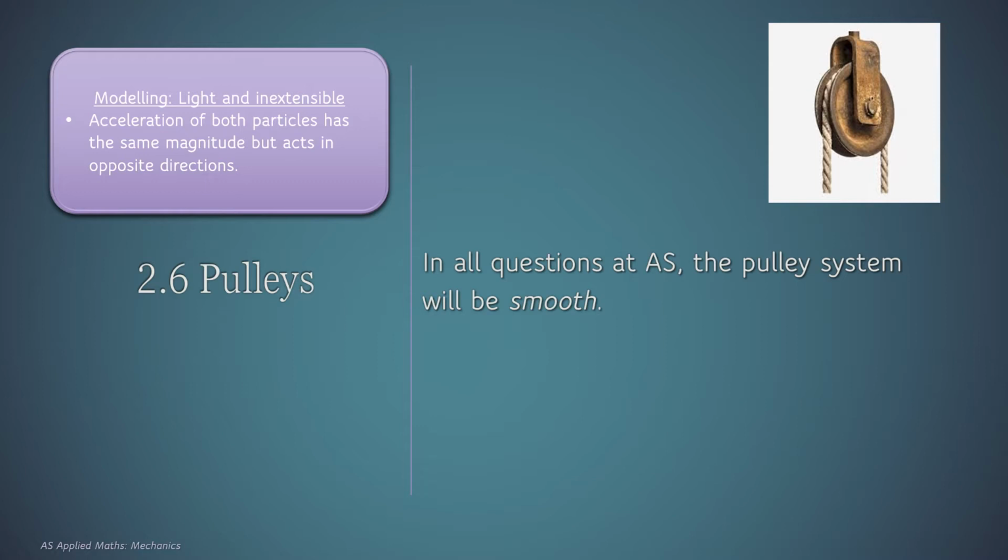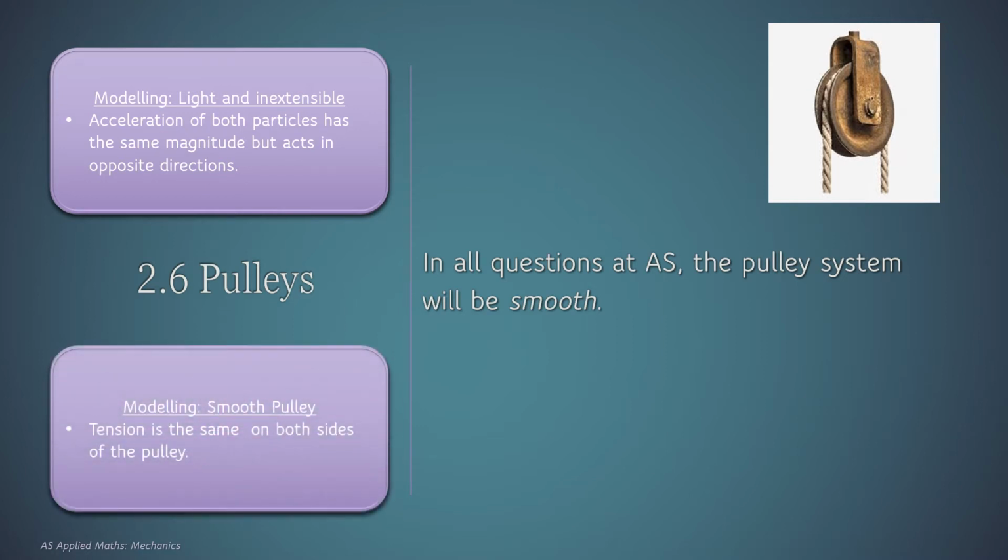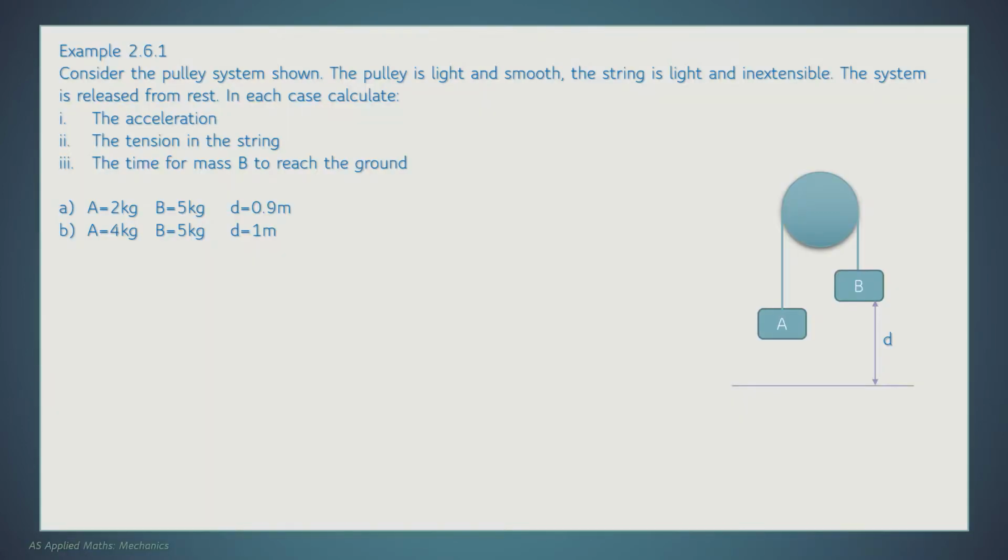When we're given a light inextensible string, the acceleration of both particles has the same magnitude but acts in opposite directions. With a smooth pulley, we're using that the tension is the same on both sides of the pulley. The modelling situations here are very, very similar to what we saw in the last section. It's about acceleration being the same and tension being the same. So let's have a look at example 2.6.1.